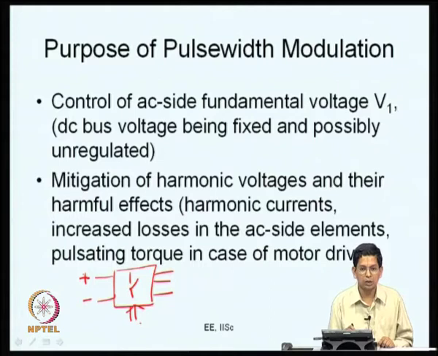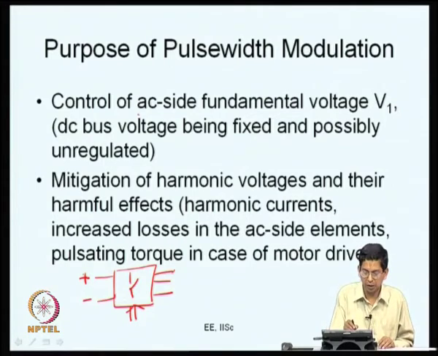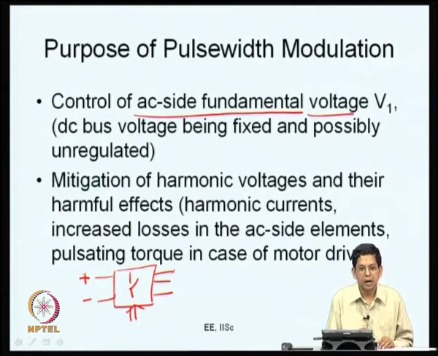What needs to be given by the pulse width modulator is the gating signals for the various devices in the inverter. The gating signals should be such that your AC output voltage is as desired with a fixed DC bus voltage. So, the first purpose of pulse width modulation is to control the AC side fundamental voltage, the DC bus voltage being fixed, or sometimes unregulated when it has been derived from, let us say, a diode bridge rectifier or some rectifier in open loop.